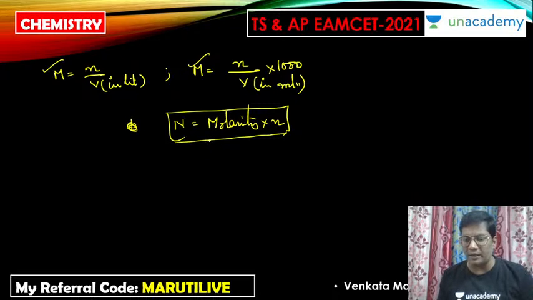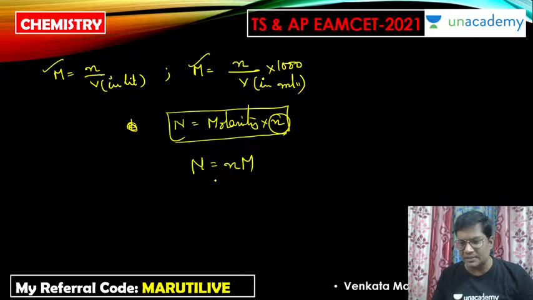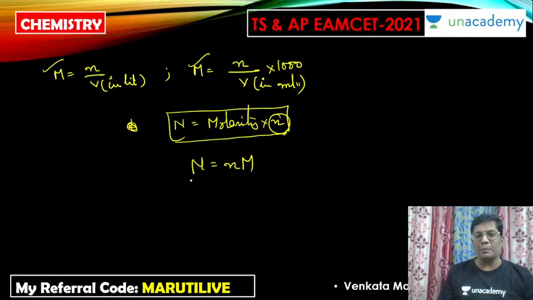Okay, here what is n? Capital N is equal to small n into capital M. This is a different case. Now capital N means normality, capital M means molarity. Small n means what? Small n means it is a factor.